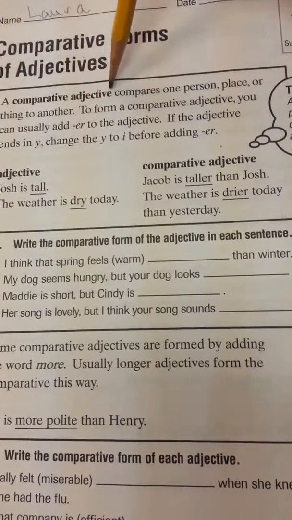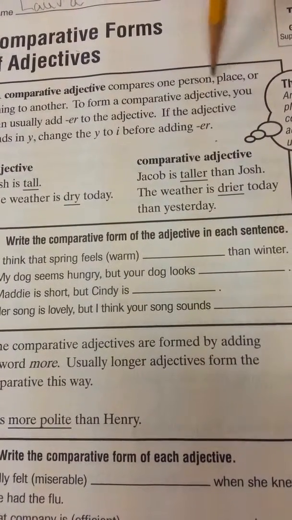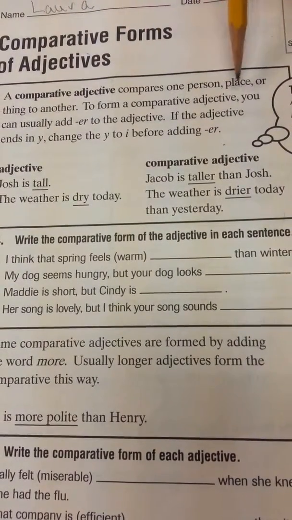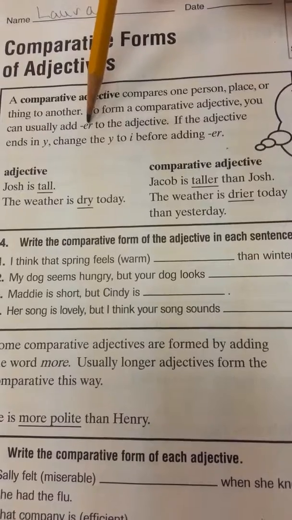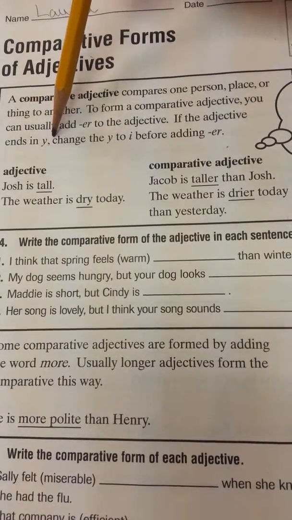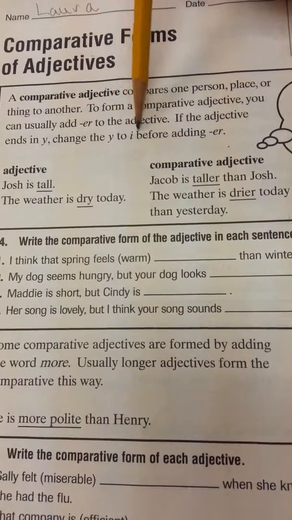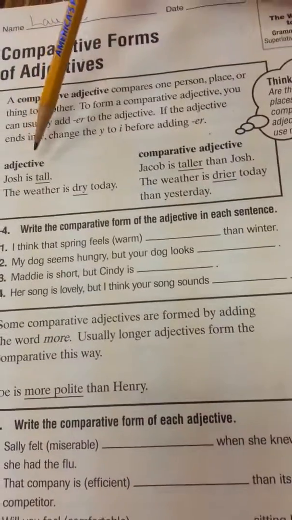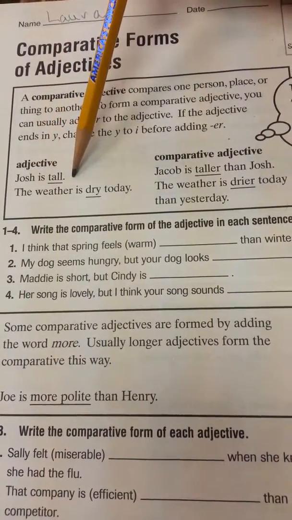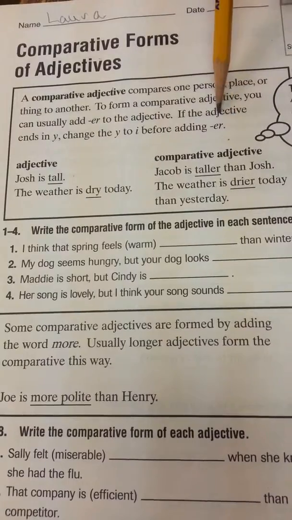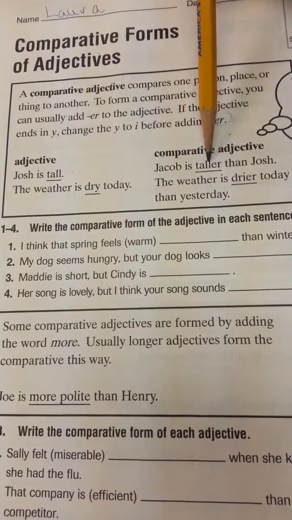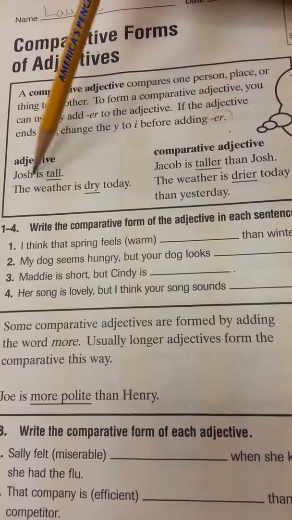A comparative adjective compares one person, place, or thing to another. To form a comparative adjective, you can usually add ER to the adjective. If the adjective ends in Y, change the Y to an I before adding ER. Look at what we have here. Adjective: Josh is tall. The comparative adjective, we would add an ER. Jacob is taller than Josh.